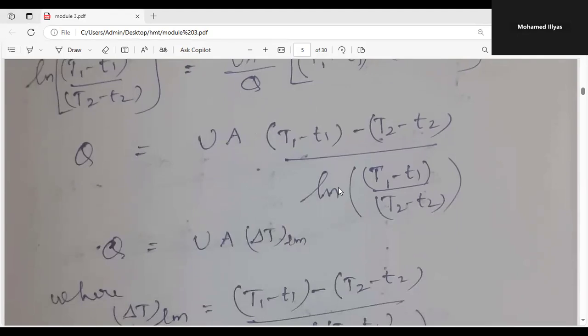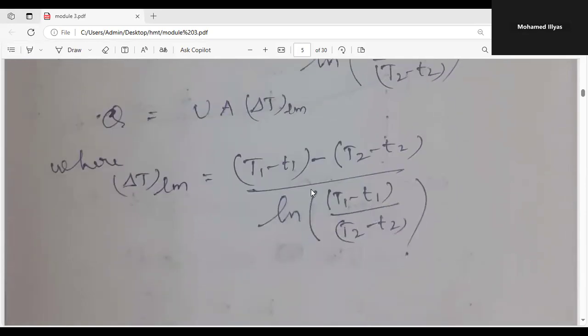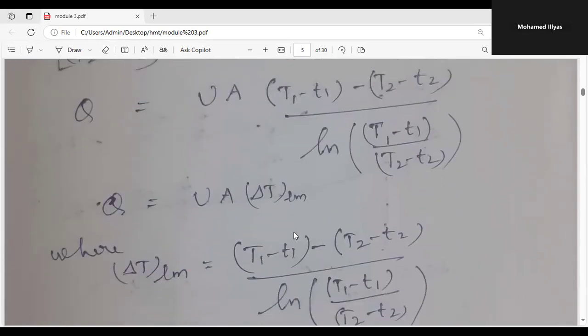and grouping the temperature differences on one side, we'll have the expression q equal to UA times capital T1 minus small t1 minus capital T2 minus small t2, divided by ln of capital T1 minus small t1 by capital T2 minus small t2. So this entire term can be written as delta T LM, the temperature difference in logarithmic form. So this expression we call the LMTD, logarithmic mean temperature difference, for a parallel flow heat exchanger.